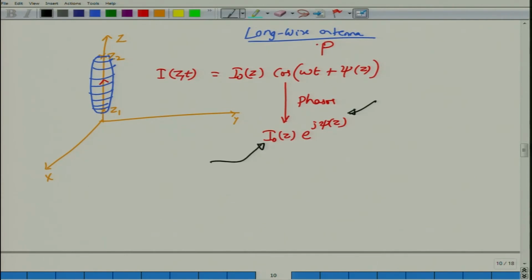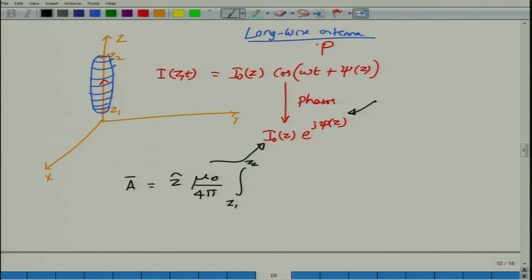We need to determine what they are from some other considerations, but what is the magnetic vector potential? Luckily, the magnetic vector potential would still be z directed. These constants, mu naught by 4 pi, can be taken out, and the integration limits are z1 to z2, which is where the antenna is located.